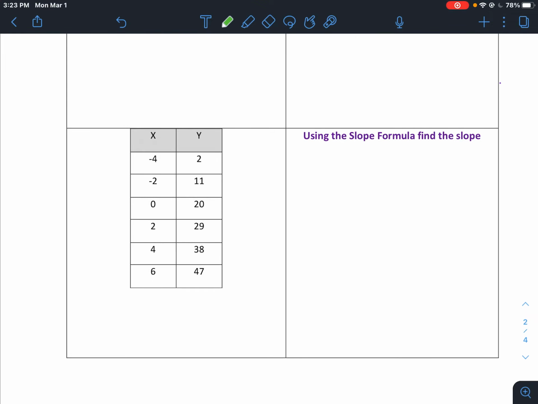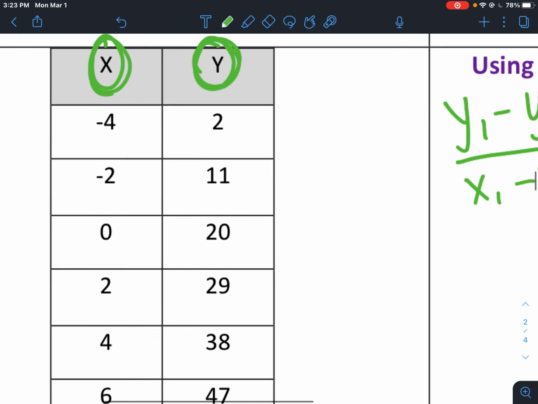We're going to use the slope formula to find the slope. We are using a chart. This is all from one line. These are different points on the same line. It's going to have a consistent slope. Remember, it was y1 minus y2 over x1 minus x2. So the difference of the y's over the difference of the x's, which we have done before.